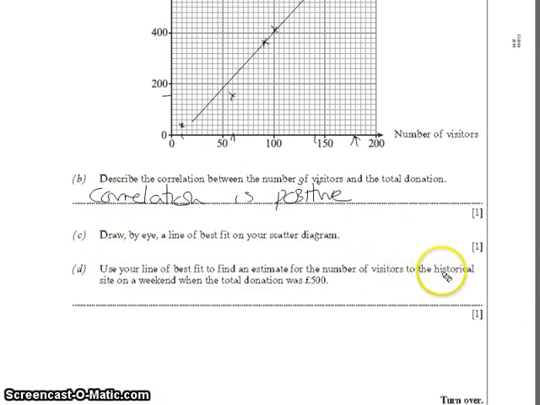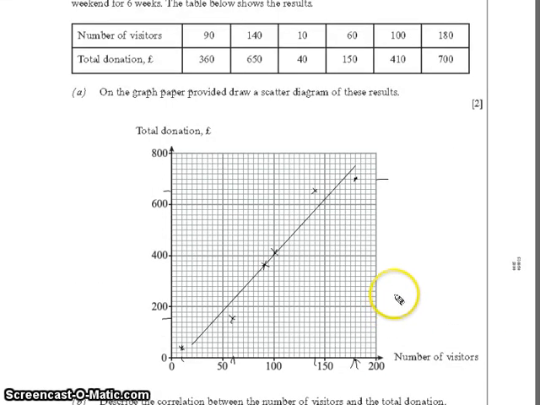Use your line of best fit to find an estimate for the number of visitors to the historical site on a weekend when the total donation was £500. So let's go back up. £500 is here, so I'm going to draw a straight line there. And where would be the straight line? It would be halfway between 400 and 600. Yeah, no, 20, 40, 60, 80, 100 there. Hopefully that's the right line.